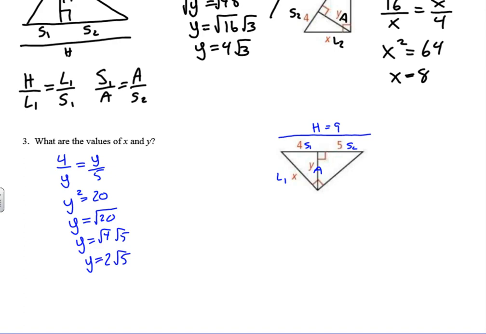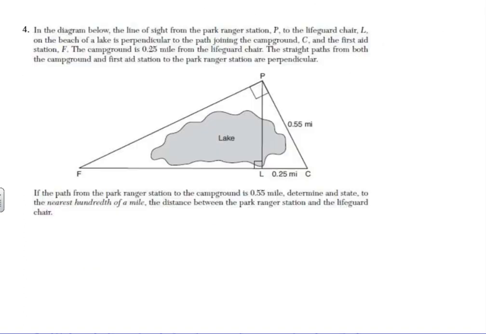And then for x, that's a leg, so that's a hills. Hypotenuse over leg 1 equals leg 1 over side 1. X squared equals 36. Square root of 36 is 6. Again, only taking the positive root because we're dealing with a distance.